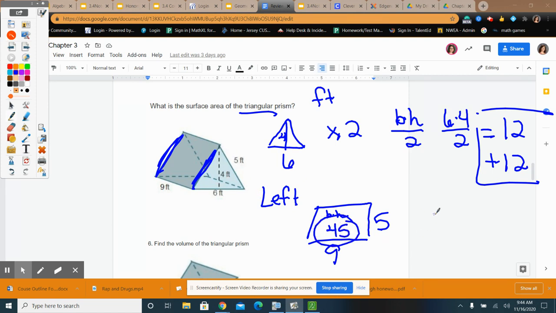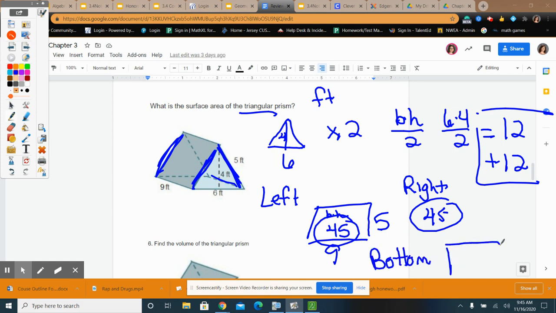What do you think about the one on the right? Is it going to be the same? It is. It's still going to have a height of 5, and it's still going to be the length of 9 there. So the right is actually going to be 45 as well. The bottom will be different. The bottom, if you can tell, is a 6 by 9, and 6 times 9 is 54.